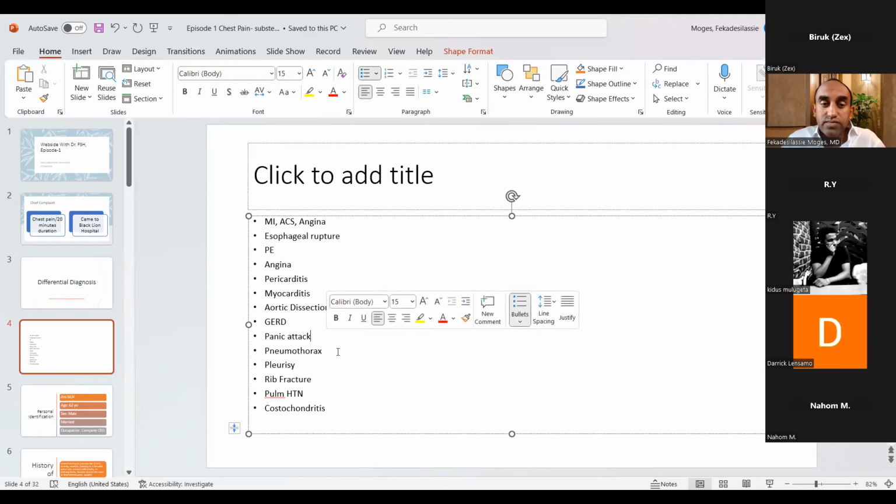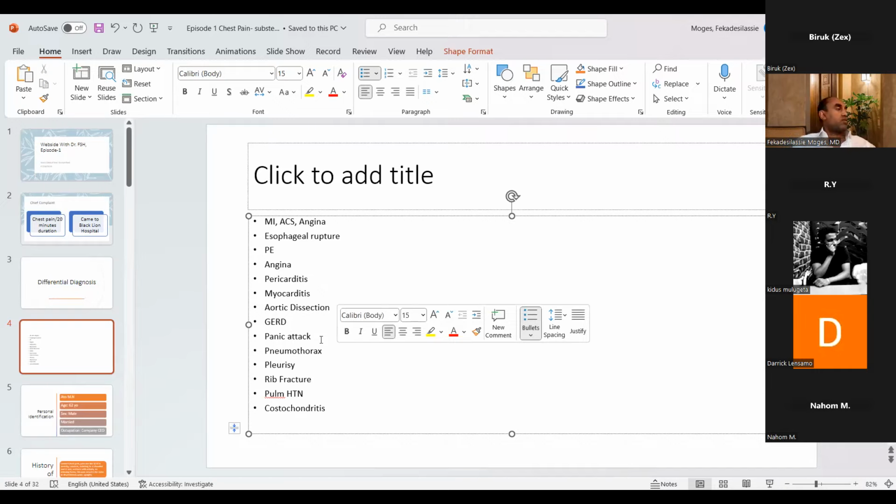Panic attack. Panic attack may be a very interesting differential, because usually, as some people say, they get shortness of breath and feel like they are having a heart attack, and that adds to the panic as well. So the acuteness of it and the location, once again, really supports this.